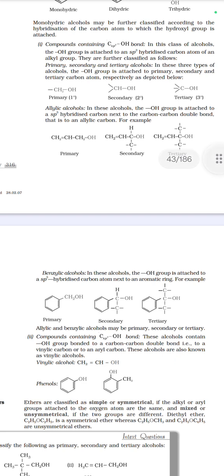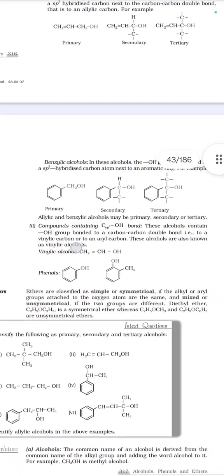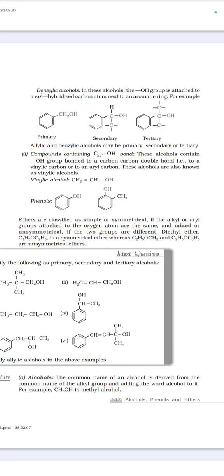Allylic alcohol. In this alcohol, the OH group is attached to the sp3 hybridized carbon next to the carbon-carbon double bond, that is, to an allylic carbon. For example, here are the structures of the primary, secondary, and tertiary allylic alcohols. Benzylic alcohol. In this alcohol, the OH group is attached to the sp3 hybridized carbon atom next to an aromatic ring. For example, here are the structures of primary, secondary, and tertiary benzylic alcohols. Allylic and benzylic alcohols may be primary, secondary, or tertiary.